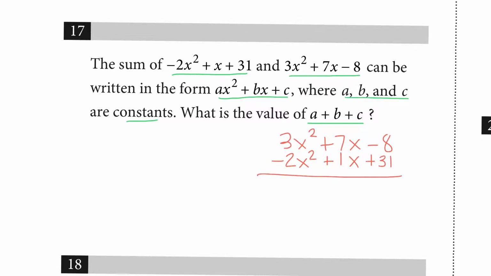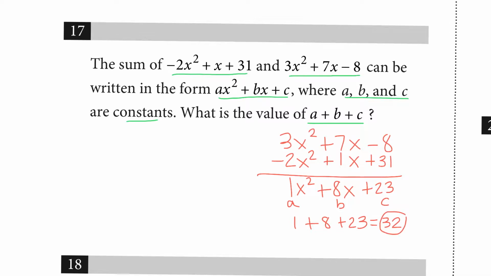And when we add these together, you're going to have 3 minus 2, you're going to have 1x squared. So this is 1x squared. 7 plus 1 is 8, so you have 8x. And then you have 31 minus 8, that's 23. And then if you add a, b, and c, you're going to have 1 plus 8, which is 9, plus 23, which is 32. So the answer here is 32.